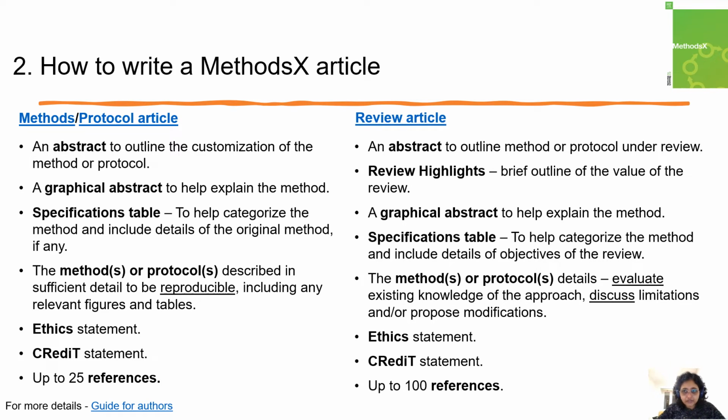Then moving on to the sections in a review article. Here again, we start with the abstract, which must provide an overview or an outline of the method or protocols under review. After which we have the review highlights section, where you can include details of the value of this review briefly.